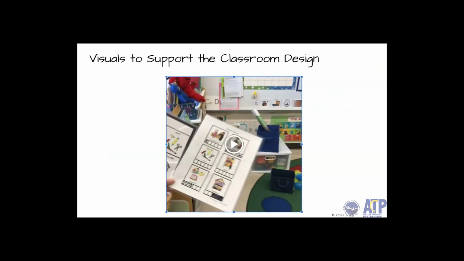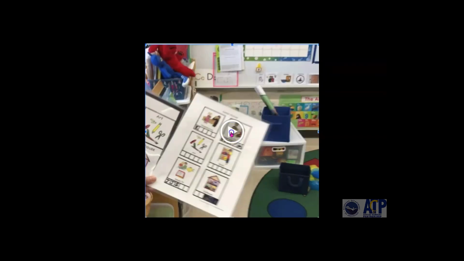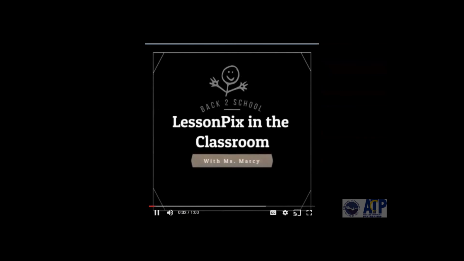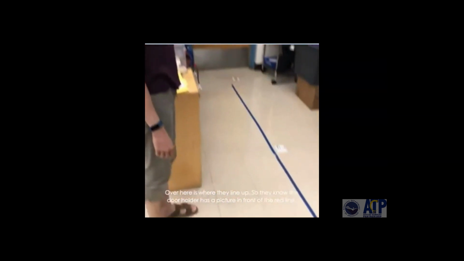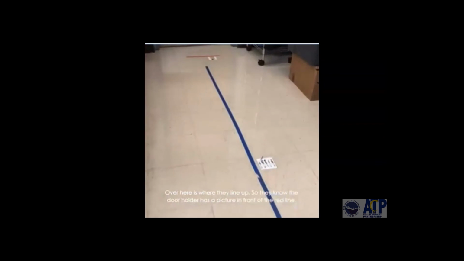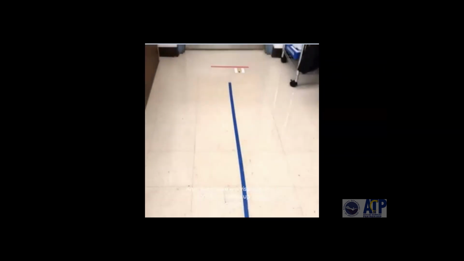Let's take a look at Miss Marcy's classroom, where she uses a wide array of visual supports as integral components of her classroom design. Miss Marcy's room. Hi. Over here is where we line up, so they know the door holder has a picture in front of the red line, and then there's a visual of how I want them to line up safely.